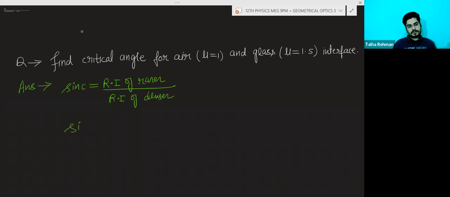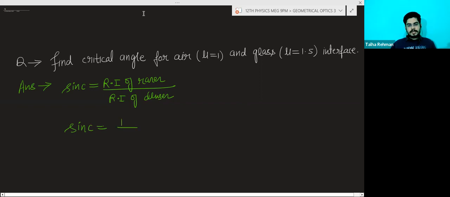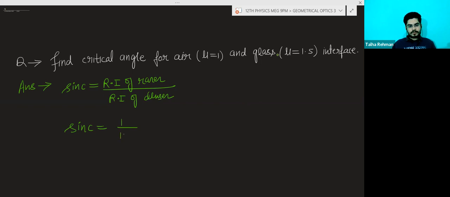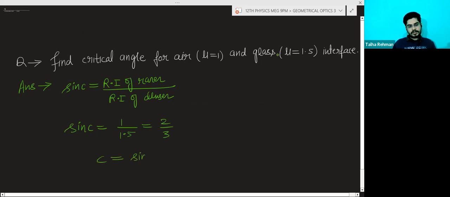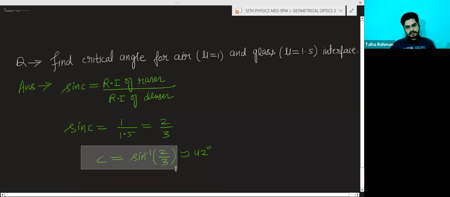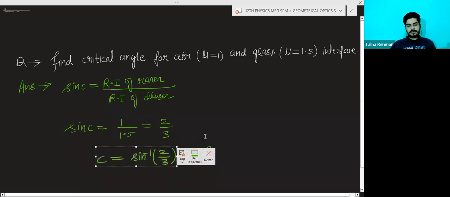So sine of C, refractive index of rarer is 1. Here air is a rarer medium, glass will be the denser medium. So 1.5, so it will become 2 by 3. So C you will get sine inverse 2 by 3. And this value is approximately equal to 42 degree. In examination, you can just write this only. That will be correct.